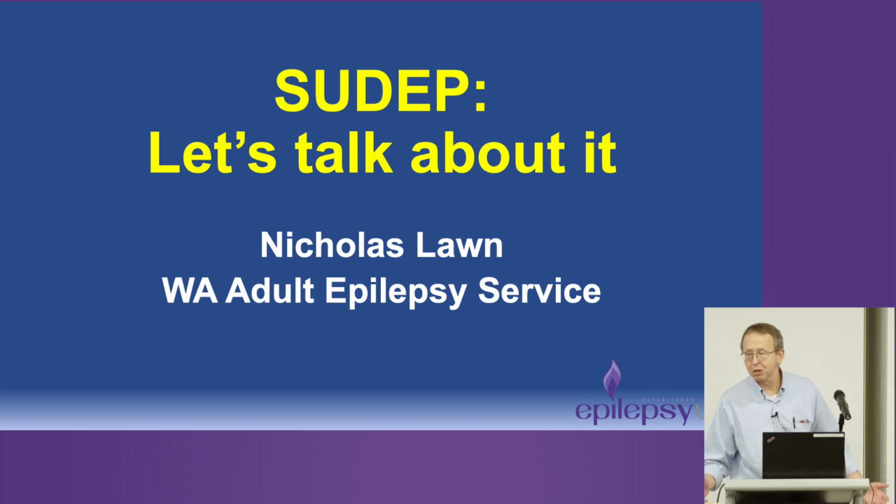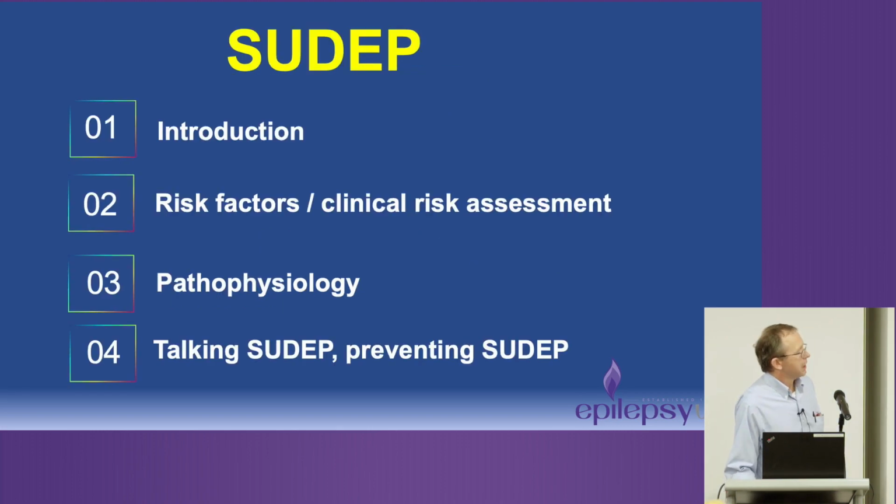Today we're going to talk about SUDEP, and we need to talk about it. I'm going to cover a number of areas reasonably quickly, and hopefully have some time for questions. So we'll briefly introduce the topic. We'll look at some risk factors, clinical assessment. Some of it's quite medical, but it's pretty basic stuff. Look at the pathophysiology, what's the mechanism of SUDEP, and then we'll talk about how the hell can we stop it. And that's the biggest question.